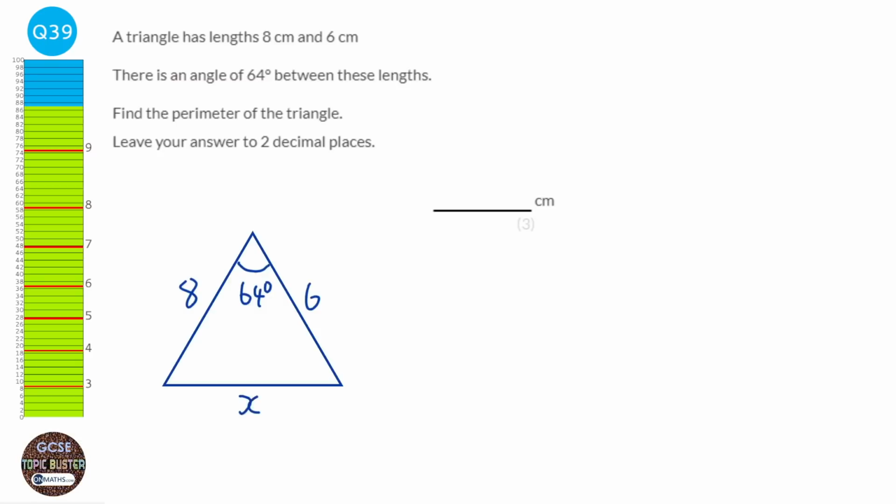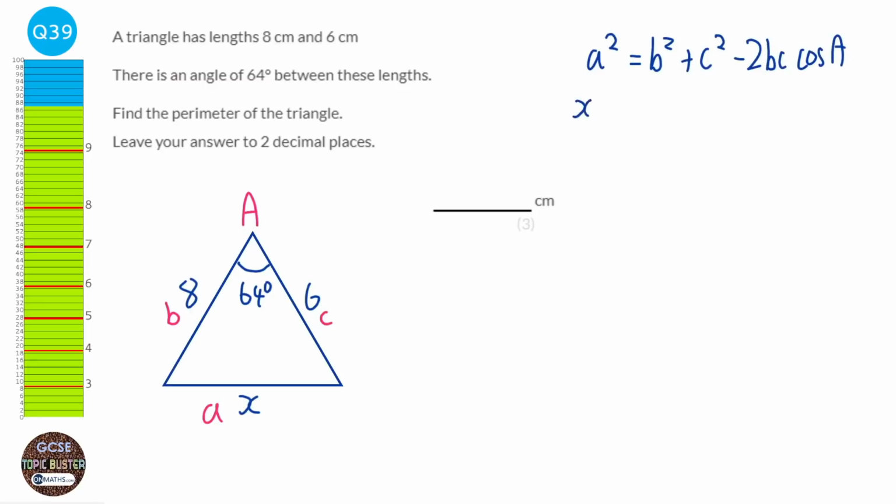Now we're going to be using the cosine formula. So cosine formula involves angle A. So we're going to label the angle A. And the one opposite, the one we label as A, is going to be little a. And then little b and little c, it doesn't matter. It doesn't matter which way around you do them. So we're going to write down the cosine formula. So it's a squared equals b squared plus c squared minus 2bc cos A.